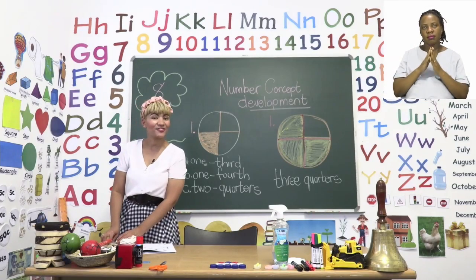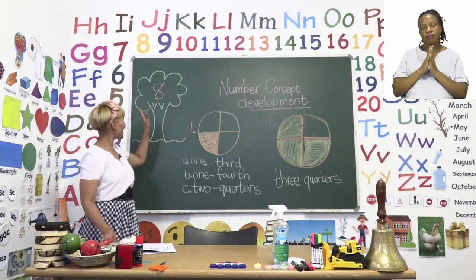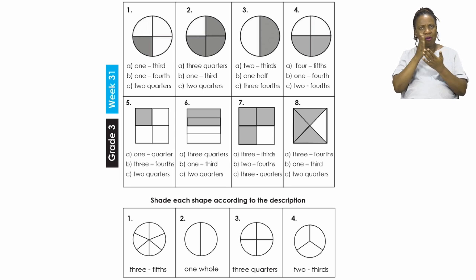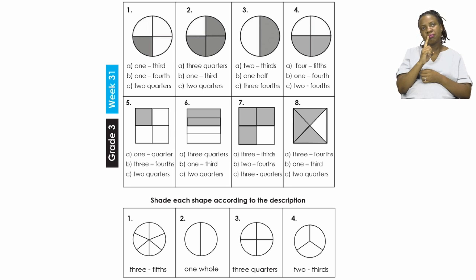Let's start this part of the lesson on page 8. Now here we are going to do number concept development in fractions. It says there, look at the shaded part of each shape. Circle the letter that describes the shaded portion. Remember, we have to circle the letter that describes the shaded portion.